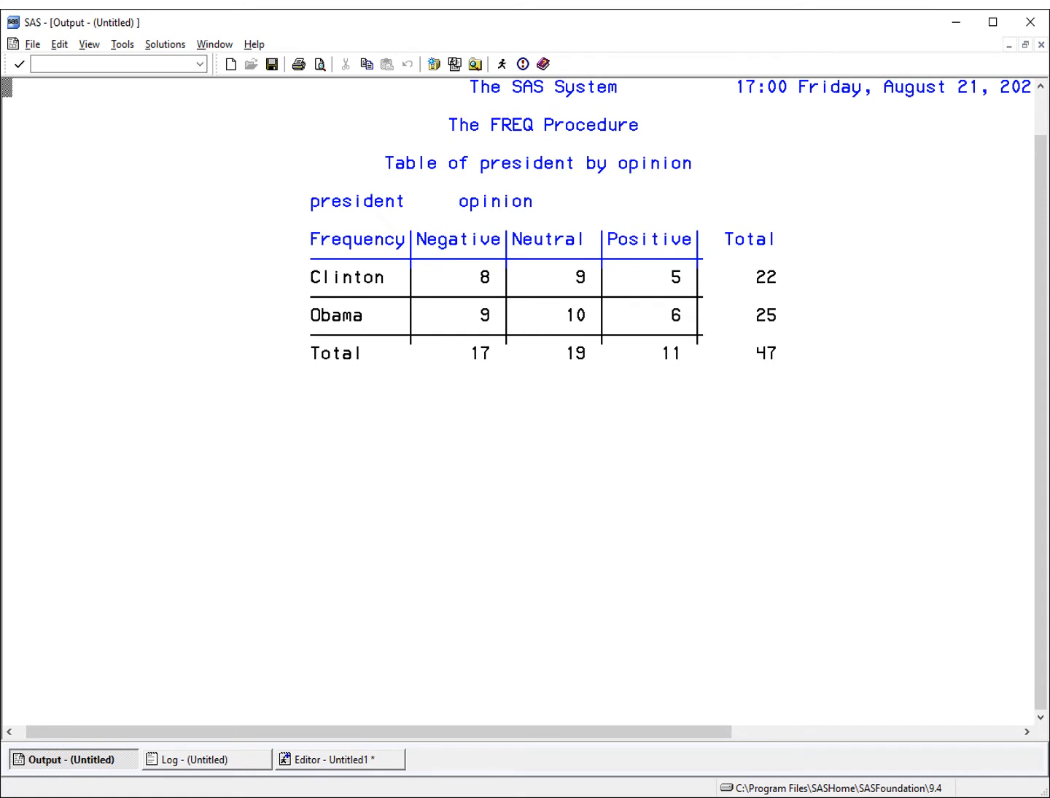So here's our table. 2 by 3. This is the type of situation where we would use a row mean score test. Name of president is not necessarily ordered, so we could think of that as nominal. However, our opinion does have this gradation, right? A neutral opinion is better than a negative opinion. A positive opinion is better than a neutral opinion. So our columns are ordinal, our rows are nominal. So this is a type of situation where a row mean score test would be appropriate.